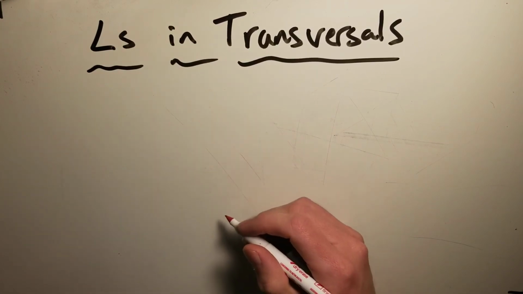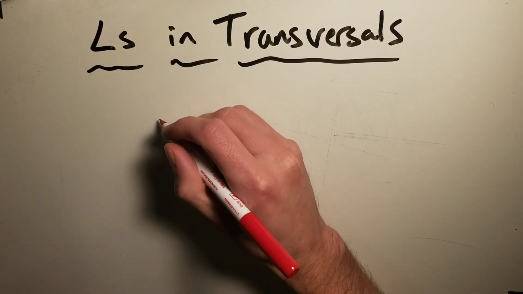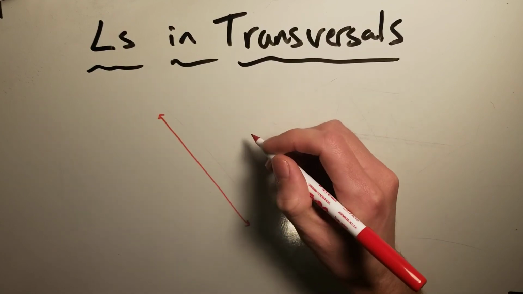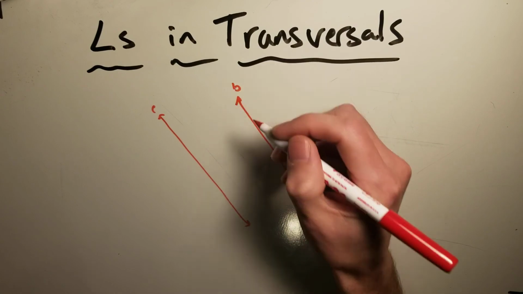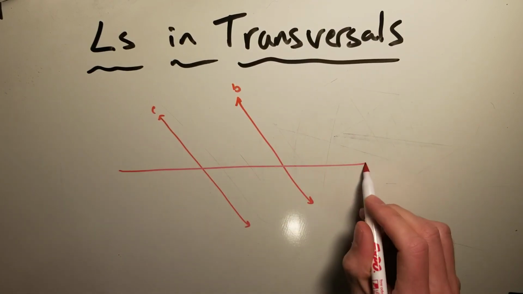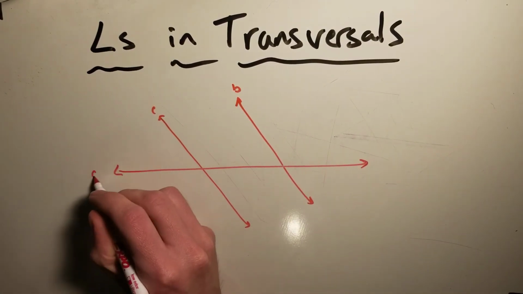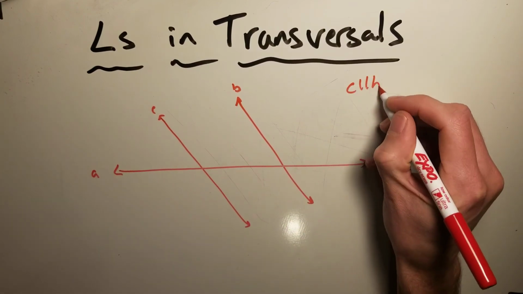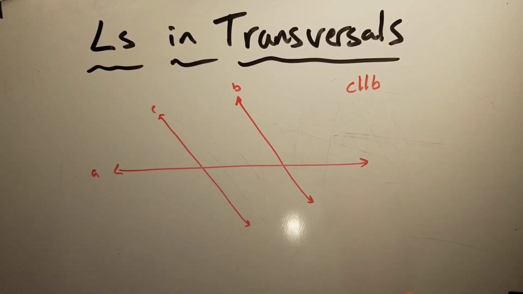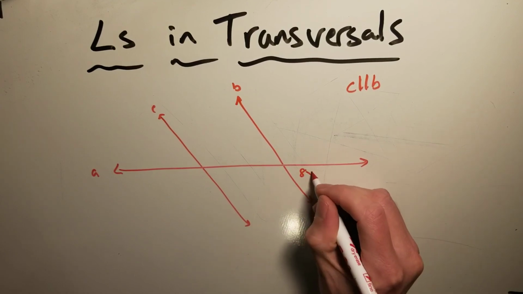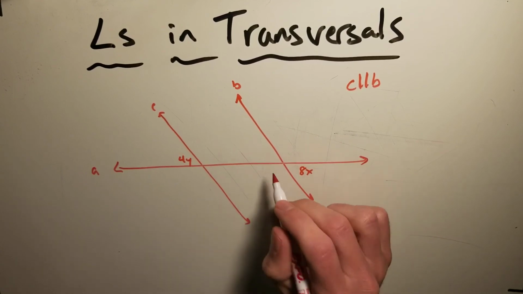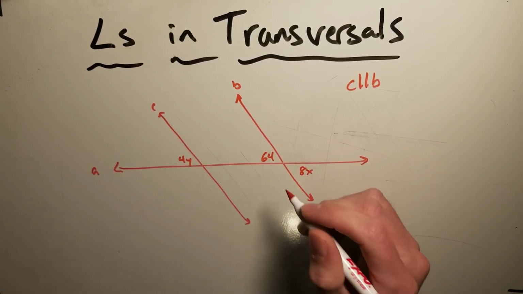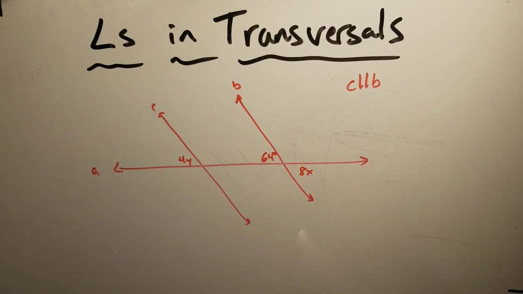So first one we're going to look at, this is the first slide on here. We are given these two lines, line C and line B, and we have transversal A coming through, and we're given that C is parallel to B. We know this angle is 8x, this angle is represented by 4y, and this angle is represented by 64 degrees. So we have one angle measurement, and we're going to try to find x and y.